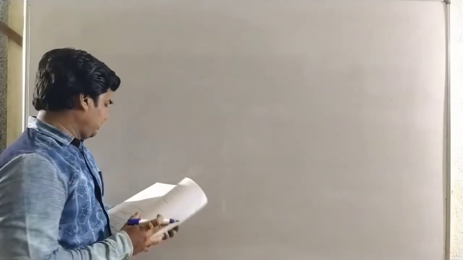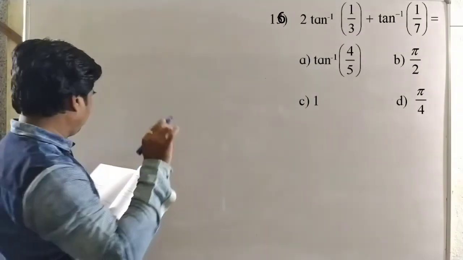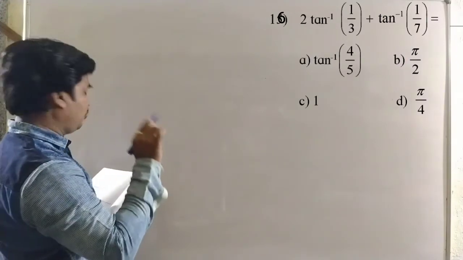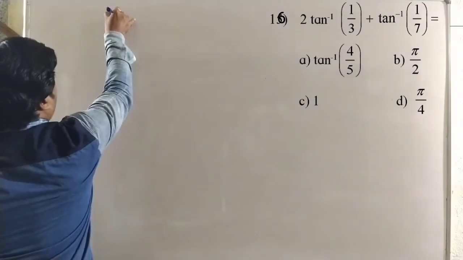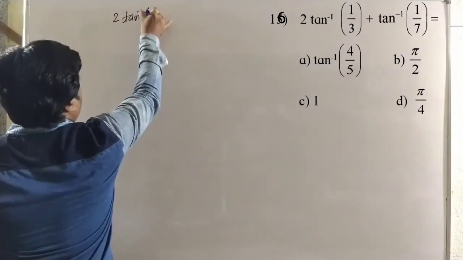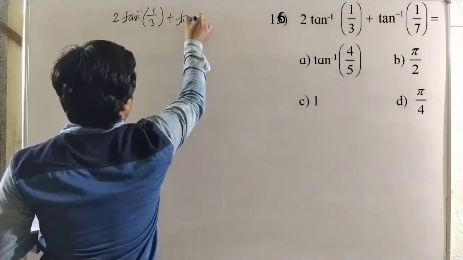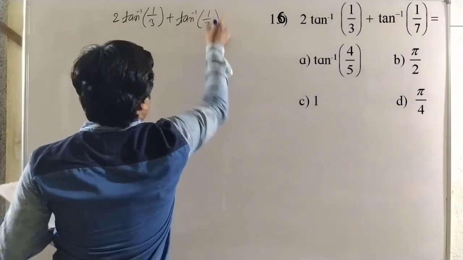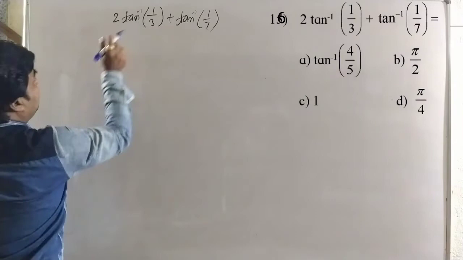Question number 16. Find the value of 2 tan inverse of 1 by 3 plus tan inverse of 1 by 7. Therefore here 2 tan inverse 1 by 3 plus tan inverse of 1 by 7. Now here it is 2 tan inverse of 1 by 3.